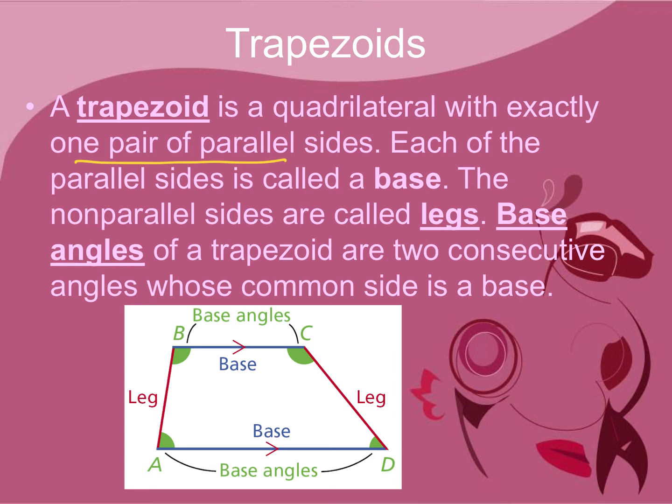Now, one thing to look for is the two base sides are going to have the parallel marks. So a lot of times when you're given a picture of a trapezoid, it may not be sitting on its base. They may try to trick you and flip it on its side. So make sure you look for the parallel marks that will indicate which side is a base.